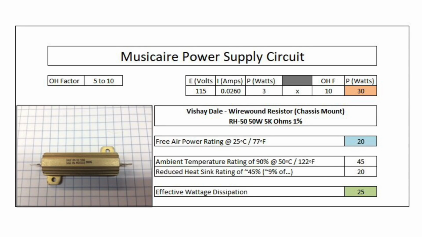And then one of the biggest factors here, I'm only going to be able to use about 9% of the recommended surface area for my heat sink. So again, I'm estimating that's going to cost me about 45% or 20 watts. So the effective value of the power resistor here is probably only going to be around 25 watts. That's fine. You can see I calculated 3 watts. It still gives me an overhead of about 8.3. Thus, that's the reason I chose such a high wattage resistor.